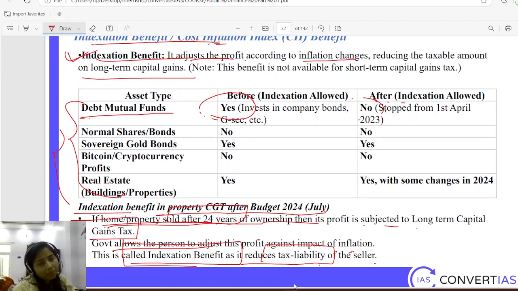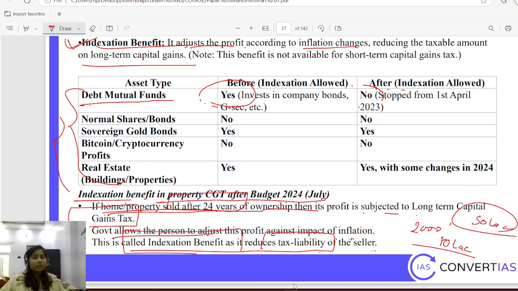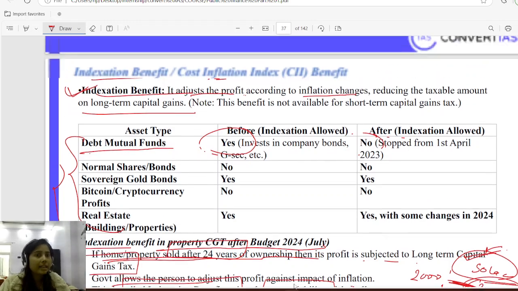Why indexation benefit? Suppose you purchased a house in 2000 at 10 lakh. Now the same house is worth 50 lakh after 25 years. But if you adjust for inflation, you will find that 50 lakh is not the current actual value. After adjusting, it might come up to 25 lakh only. So you will be paying tax on this 25 lakh, not on 50 lakh. So this is the indexation benefit.